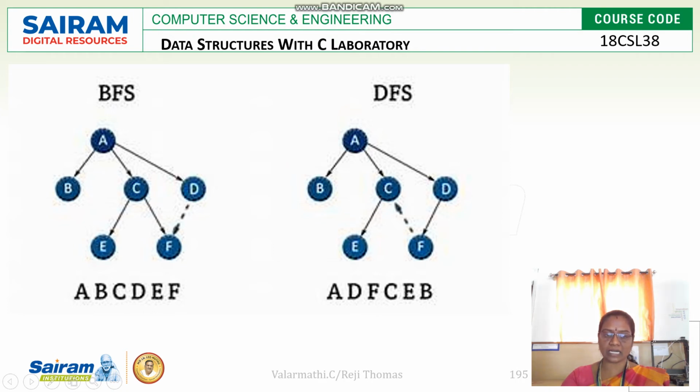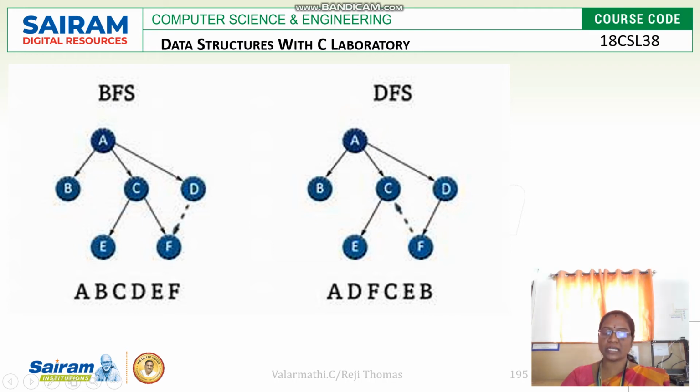Then in the second layer, the nodes are B, C and D. So in the horizontal, left to right breadthward direction, B, C, D nodes are visited. Then in the next lower level are E and F, so from left to right, E and F nodes are visited. So this is what happens in the BFS traversal.